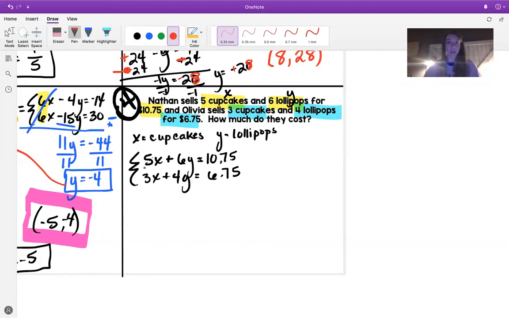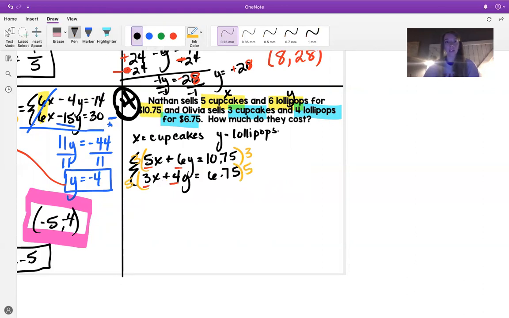Now, first thing I notice is that none of my coefficients match up. All right, so I have to take a second and decide which variables I want to eliminate. Well, I see that 3 and 5, we can multiply these, and there's a multiple where we could eliminate them. So I'm just going to do that. If you want to do Y, go for it. All right, so I'm going to multiply this equation by 3. I'm going to multiply this equation by 5.